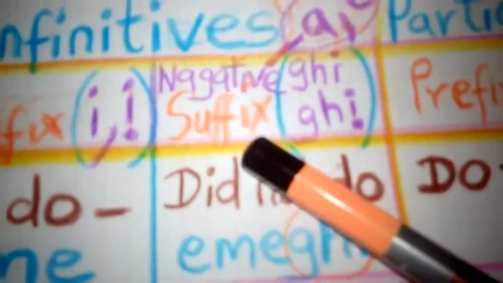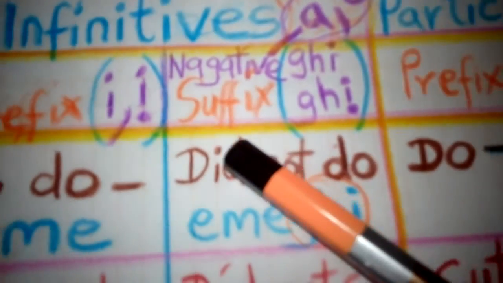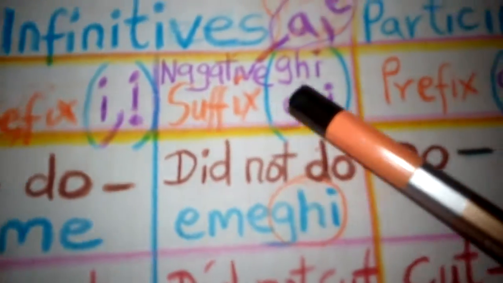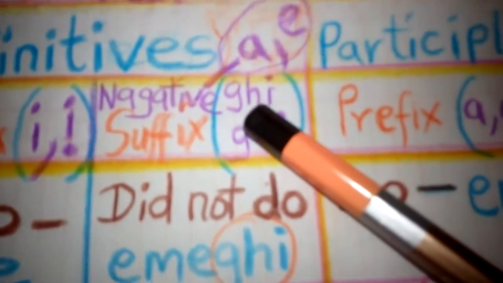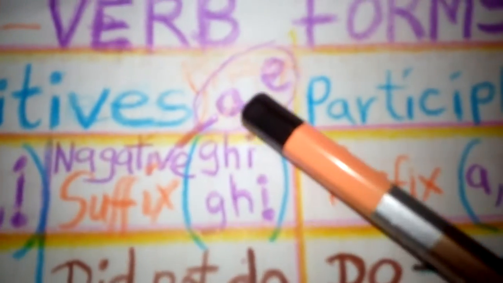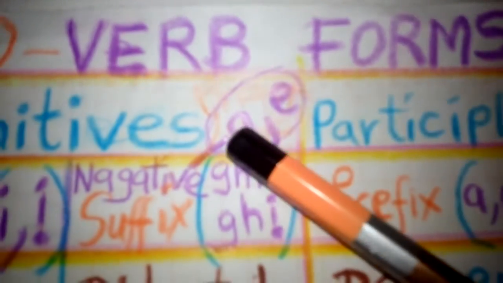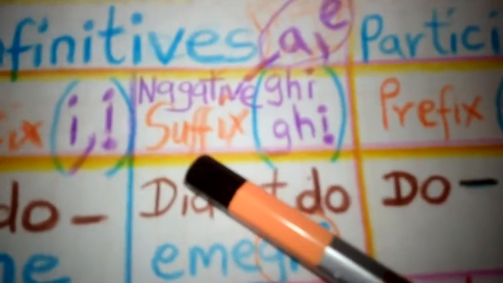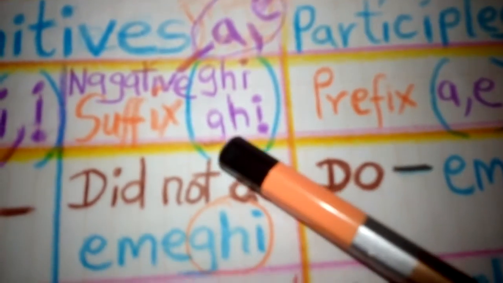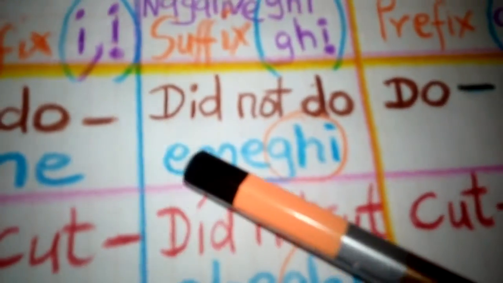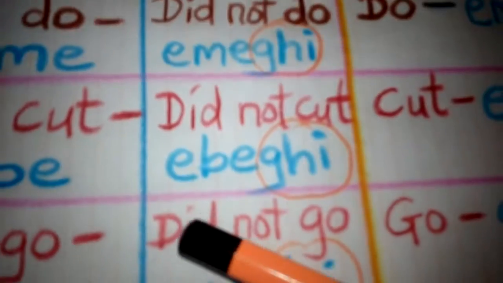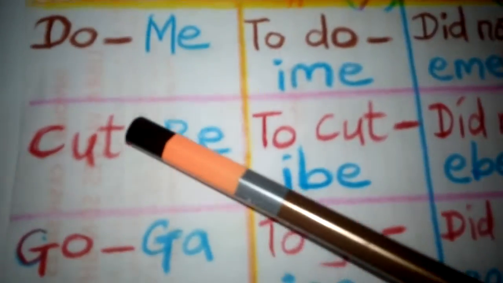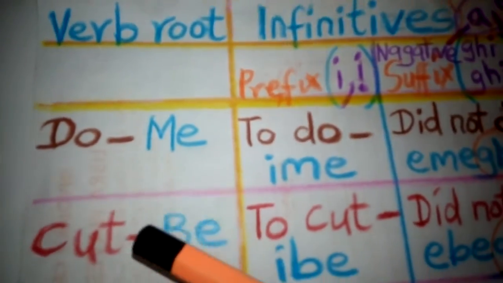So we have the negative infinitive. It has a suffix, that's after the verb, and it has a prefix a or e. Prefix a or e, and suffix re or he. So you put the prefix in front of the verb root.